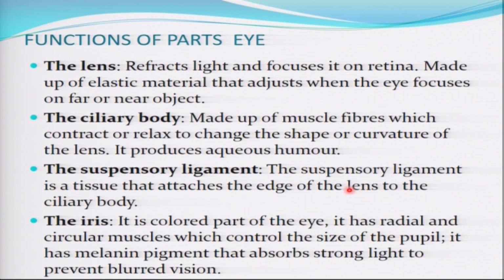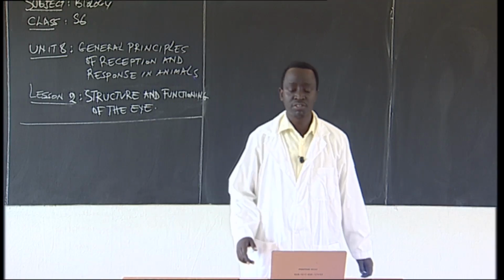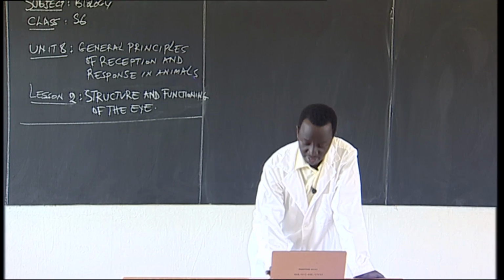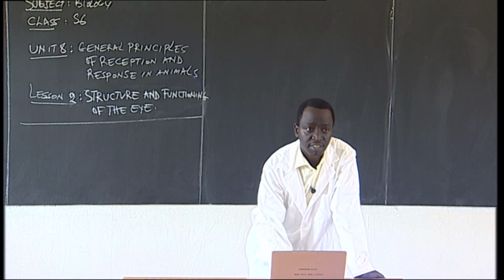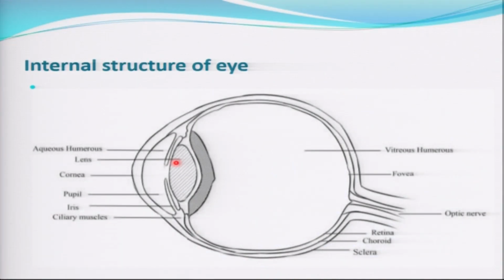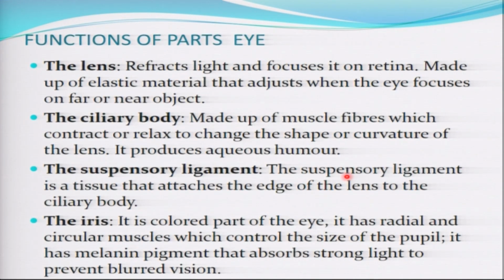We have the lens. What's the importance of the lens? It reflects the light and focuses it on the retina. It is made of elastic material. It can orient the light to the retina. This is what you call the lens. This side is the one that directs the light to the retina.